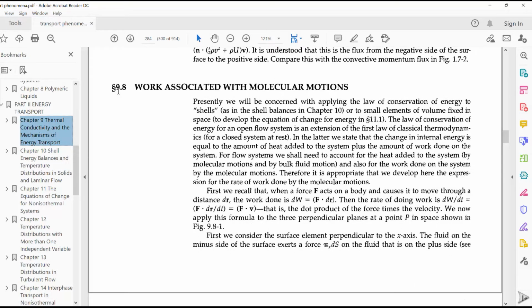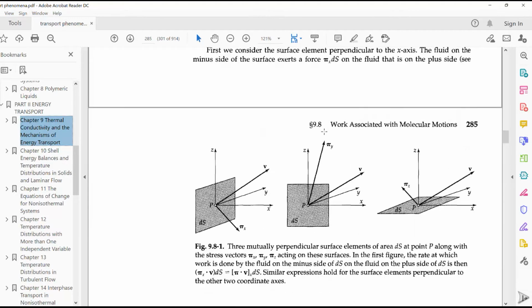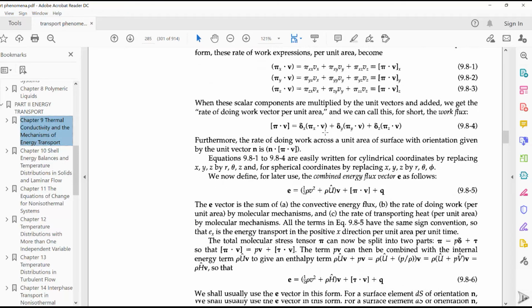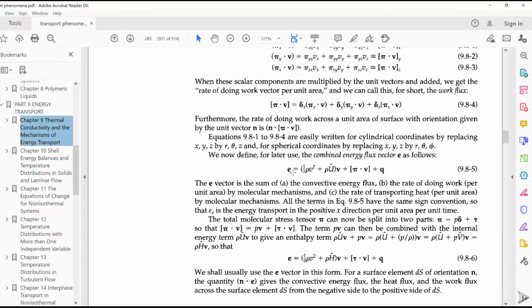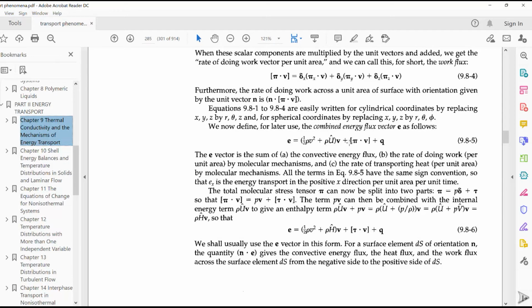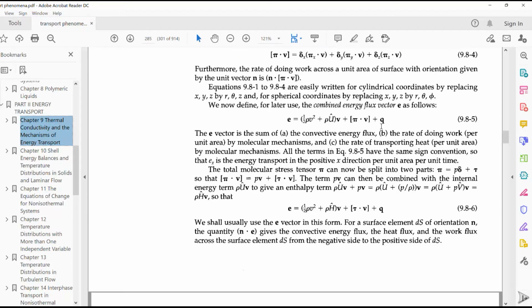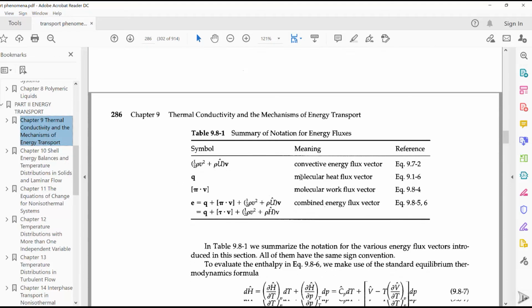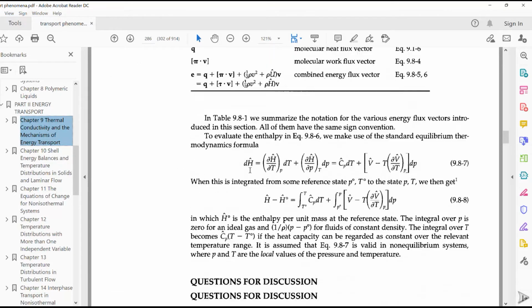In section 9.8, we define the work concept by the molecular motion. Finally, we define the combined energy flux vector e, and e contains three terms. The first term is convective transport, the second one is the work term, and the third one is the conduction term, energy transport by conduction. And this table again gives the summary of all these terms.